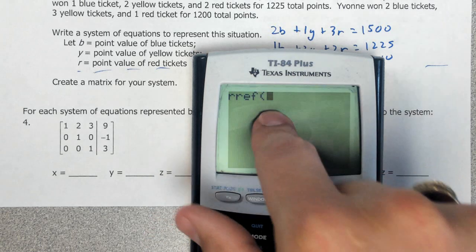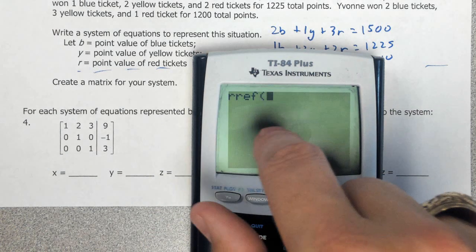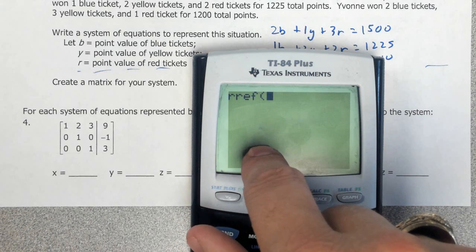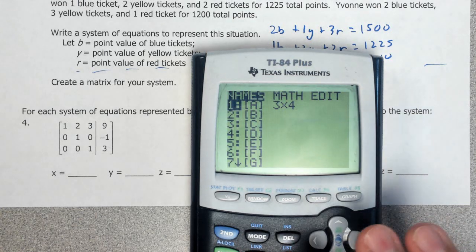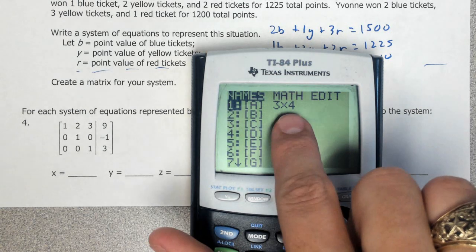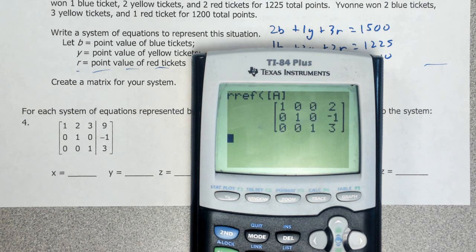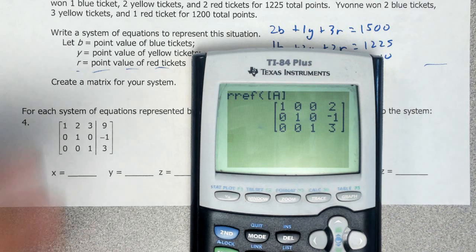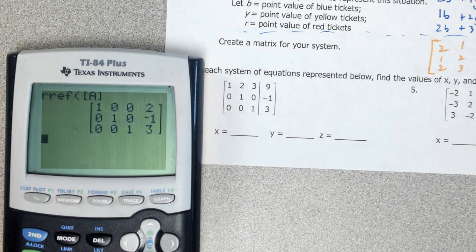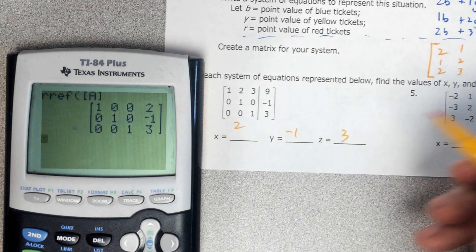Now we have reduced row echelon form. The matrix we just put in there, we need to put into RREF. So we go back the 3rd time to matrix, and we're going to put in this 3 by 4 matrix we put in there. These are my solutions, X, Y, and Z. So I have X, Y, Z.